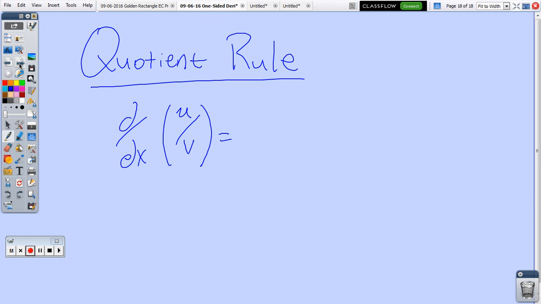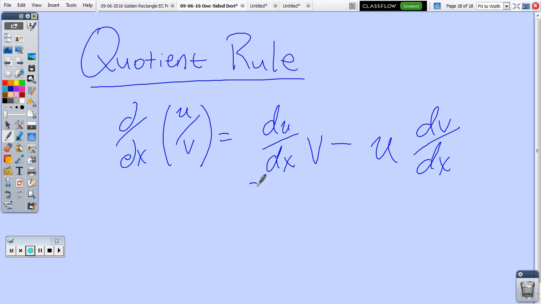So derivative of the top guy, the numerator, so du dx, leave the bottom guy alone, minus, leave the numerator alone, the derivative of the bottom, all over the bottom squared. This is the quotient rule.